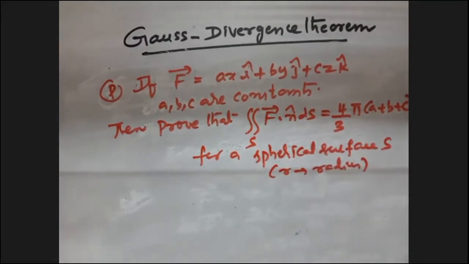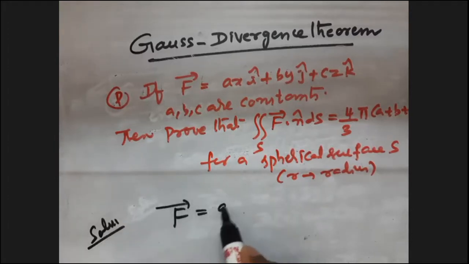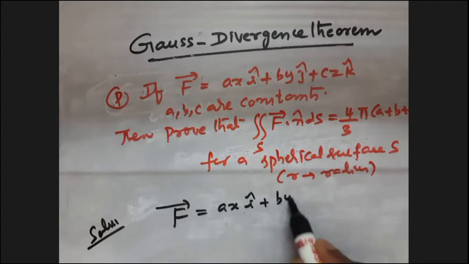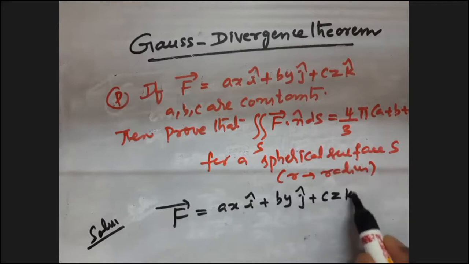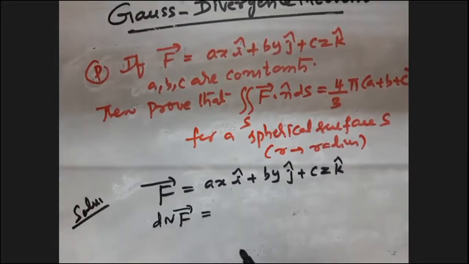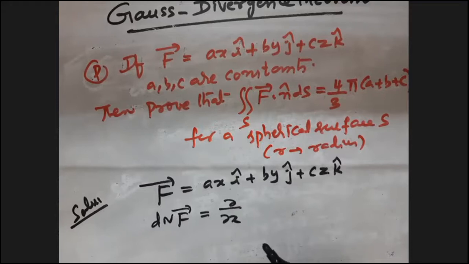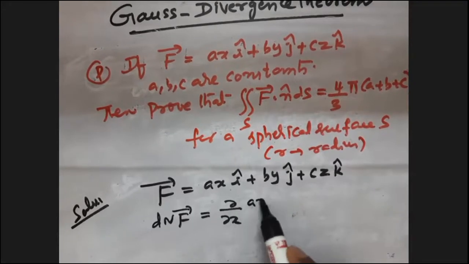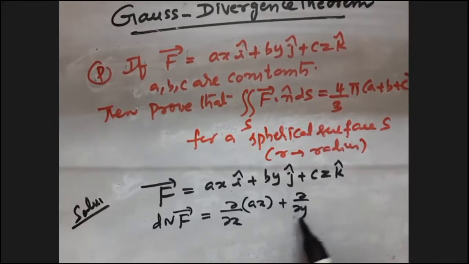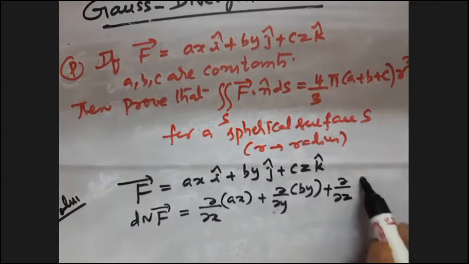This is the problem. First you write the given data. The force vector F bar equal to ax i cap plus by j cap plus cz k cap. Next you calculate the divergence of this force vector. Div F bar equals, what is the formula? Dou by dou x of Fx plus dou by dou y of Fy plus dou by dou z of Fz. Dou by dou x of Fx, ax we have here, plus dou by dou y of the y component of the force vector, here we have by, plus dou by dou z of Fz, cz.